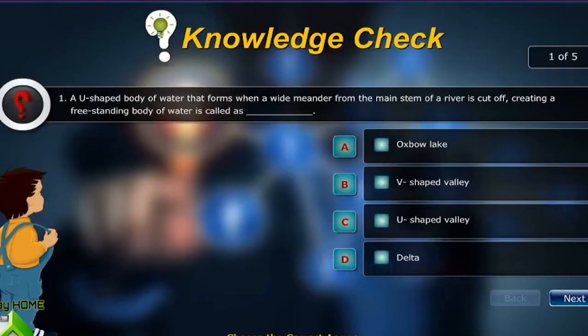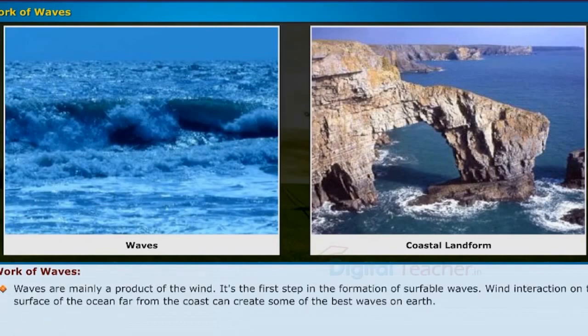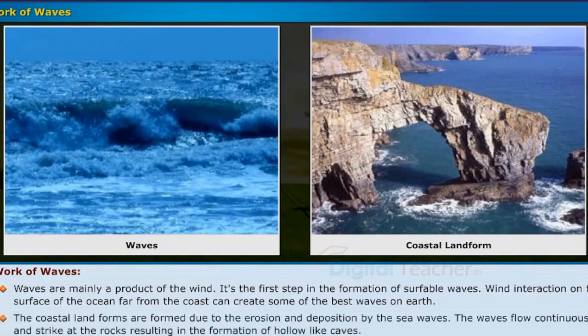Now, let us see the impact of water on the lithosphere. Waves are mainly a product of the wind. It's the first step in the formation of surfable waves. Wind interaction on the surface of the ocean far from the coast can create some of the best waves on earth. The coastal landforms are formed due to the erosion and deposition by the sea waves.